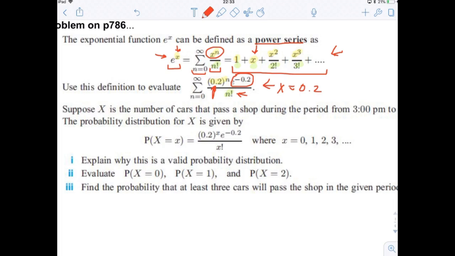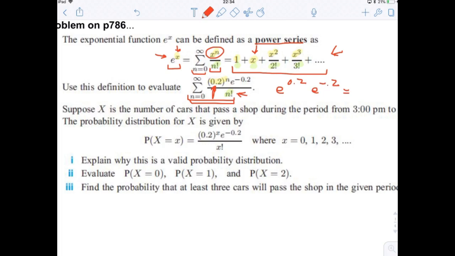So it says use this definition to evaluate this. Basically, what we can do is match up everything. The summation of the yellow and green parts is basically equal to e to the x. And in this case, the x is 0.2. So this part of it is equivalent to e to the 0.2. And that is multiplied times e to the negative 0.2, isn't it?